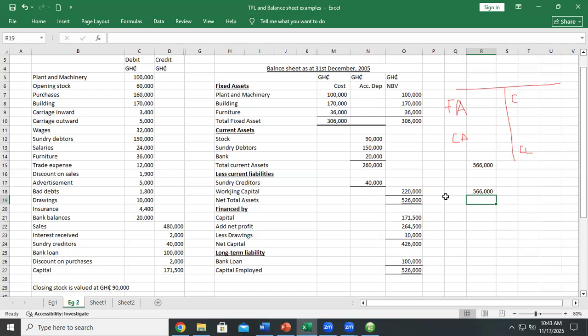Why is it different from this model? Because in this model, we subtracted the current liabilities from the current asset. But in this model, we didn't do that subtraction. We put the fixed asset and current asset together, and we put the remaining elements together. And this is the figure we got. But regardless of whatever model or method you use, there should be balancing figures.